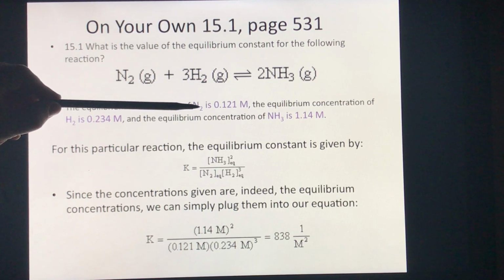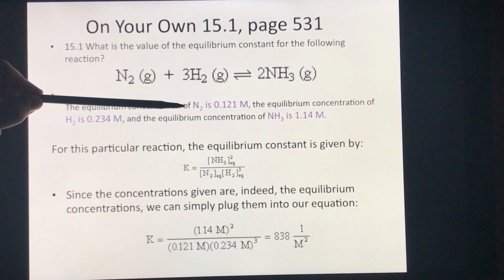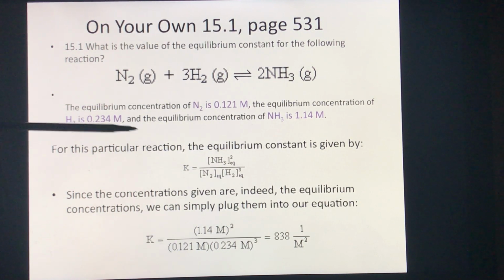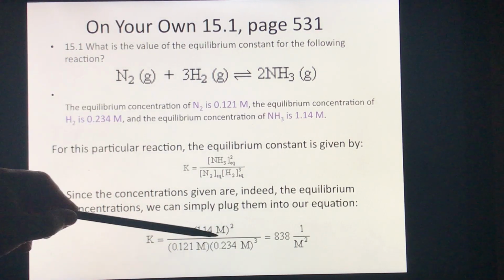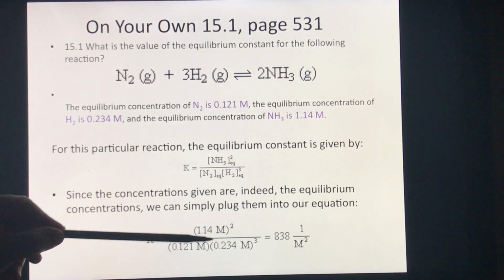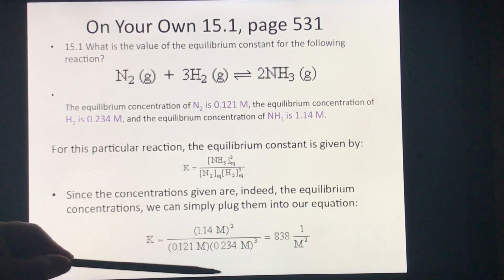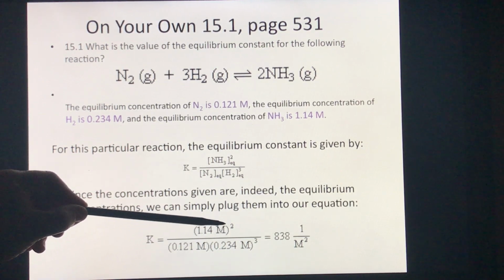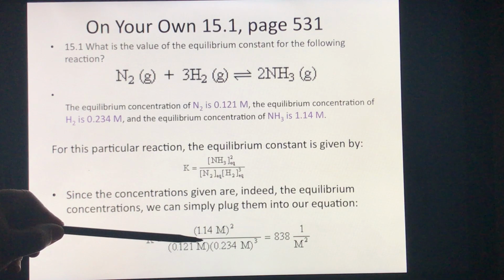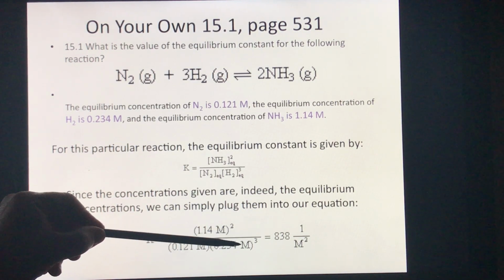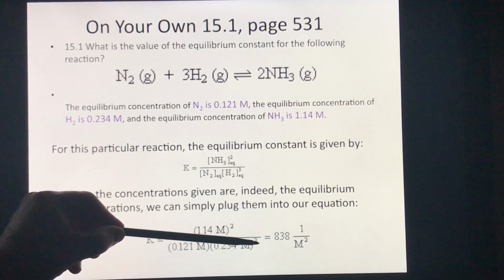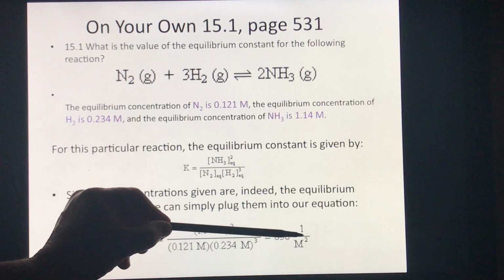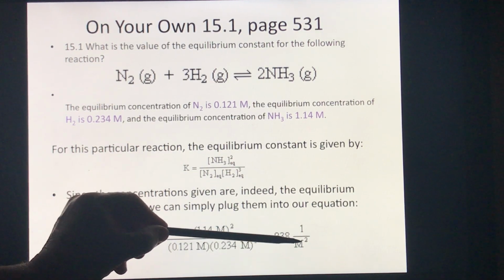Then we go back to our given information and plug in the values that were given. So we have down here for N2, it's 1.21. For H2, it's 0.234. For NH3, it's 1.14. And then you can calculate this value. Keeping track of our units, we have M squared on the top. The bottom would have been M to the first times M to the third, which is M to the fourth. So if we were subtracting the 4 minus the 2, we still have a 2 on the bottom. So it's 1 over M squared.